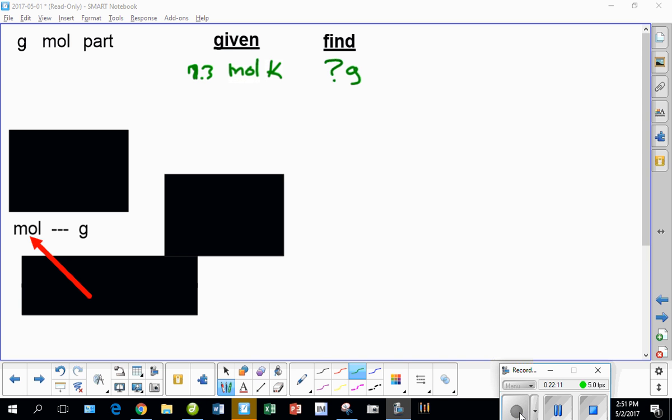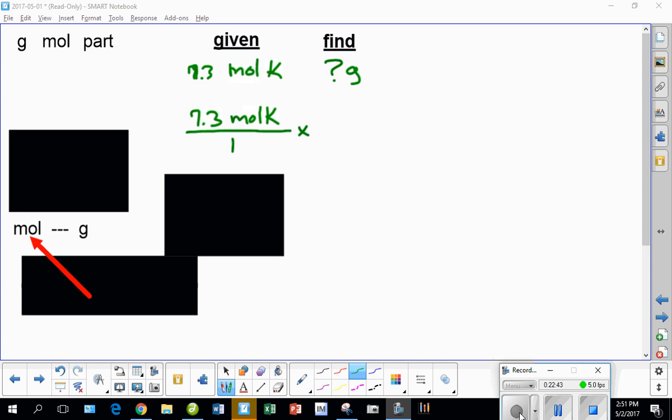It's actually 7.3. I know it's hard for you to see, and my writing doesn't help. Okay? 7.3 moles of potassium over 1. All right? Now, what has to be on the bottom of the next fraction? 7.3 is our given.